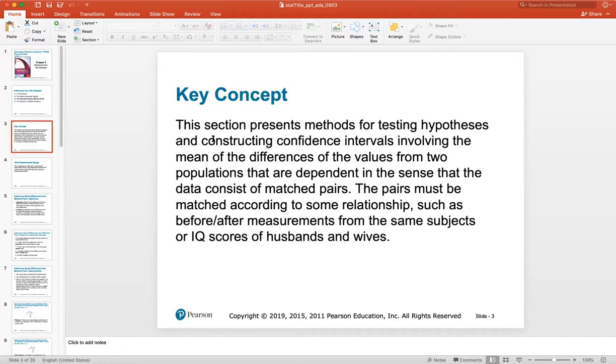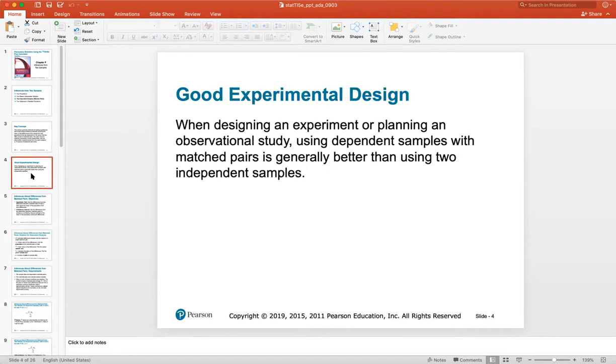Okay, so definitely we assume that we do not know the population means. When designing an experiment or planning an observational study, using dependent samples with matched pairs is generally better than using two independent samples. Because using the matched pairs, we can figure out the correlations between the two sample data sets. So, better than two independent samples.